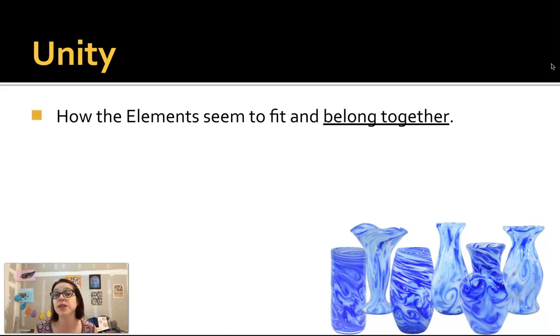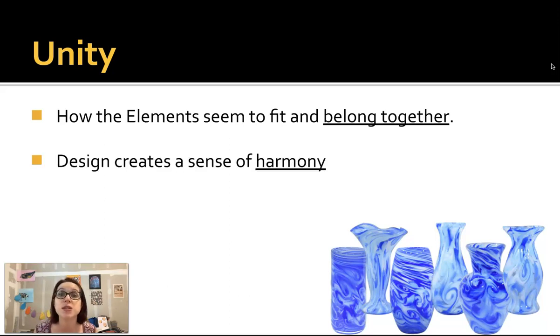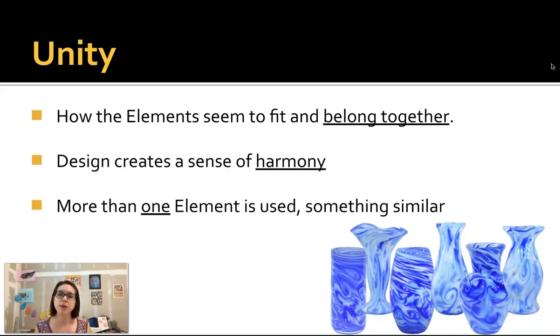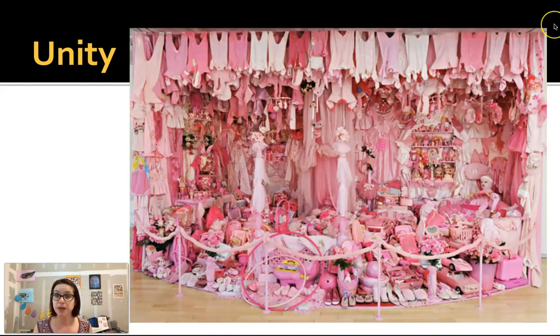Unity is how the elements seem to fit and belong together. Yes, sometimes when we think of unity, we think of a team, a family unit, everything's working together. But visual unity, this is when the design creates a sense of harmony. Everything just seems to make sense. And often when we talk about unity, there's more than one element that is being used, right? Maybe it's similar colors, similar sizes, similar materials. So in this example here, unity is being used in various ways.